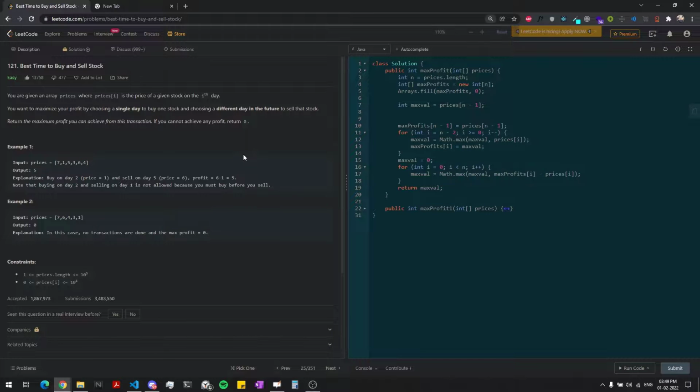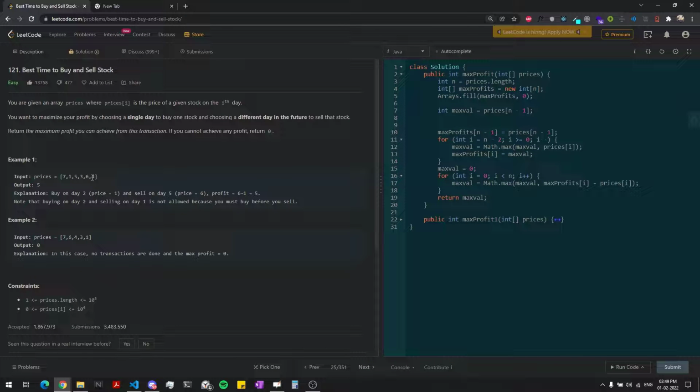Let me zoom in a bit. Yeah, so it's 4. Since there's nothing after 4, because this is the end, we are filling it with 4, like max profits of n minus 1 equals prices of n minus 1, because this is the only thing I can do. This is the only operation I can do right now.